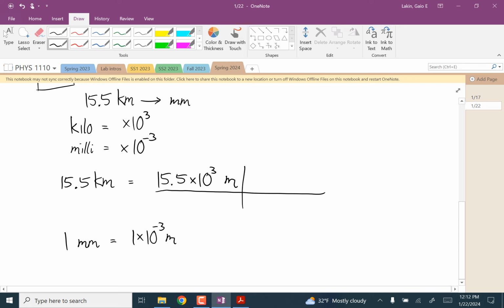I want to cancel the unwanted units of meters in the numerator. So I want to put meters in the denominator. So I'm going to go 1 times 10 to the minus third meters in the denominator. 1 millimeter in the numerator. Those cancel. We're left with this. And so now we know we're done. We have the units we want. It's just a matter of doing the numbers now.